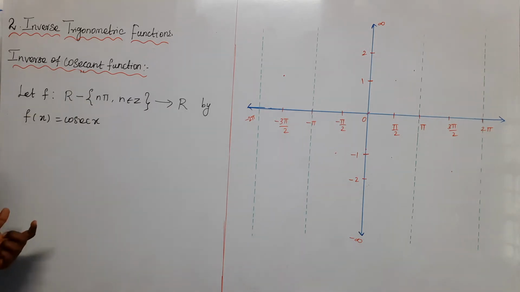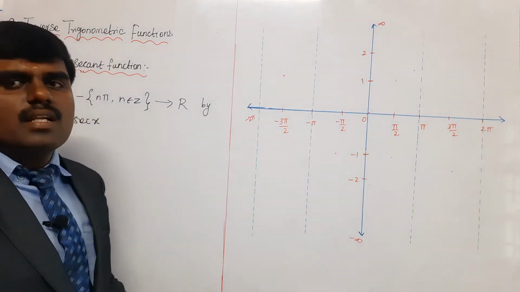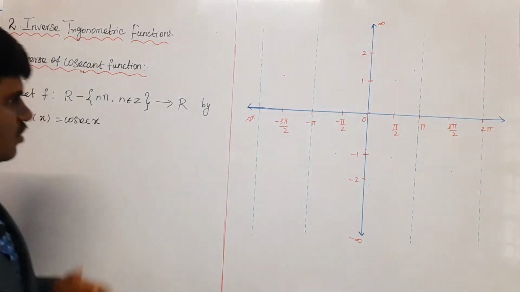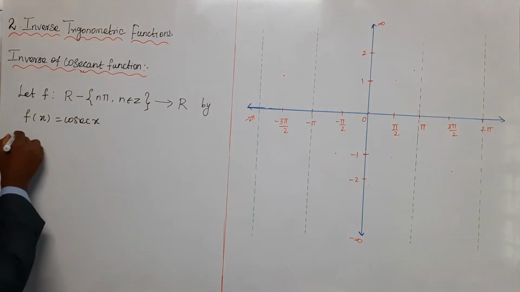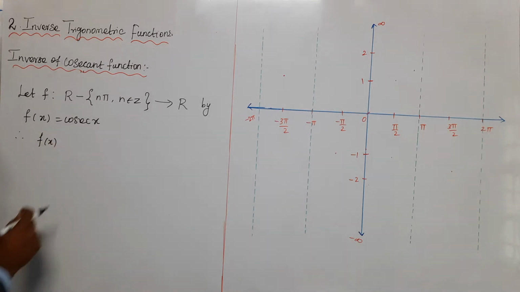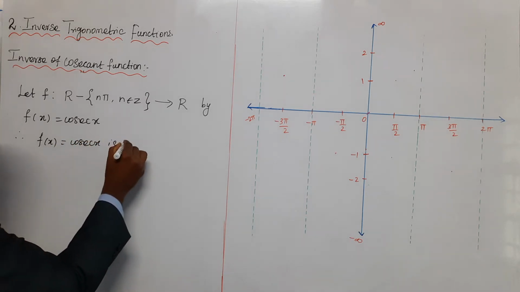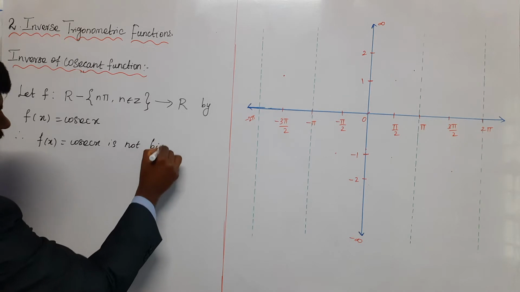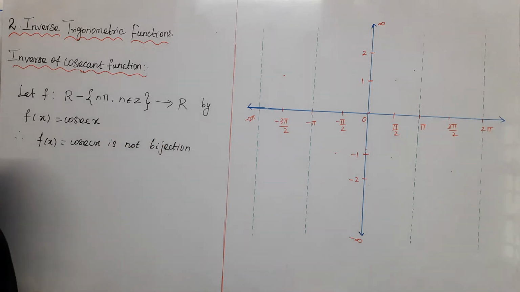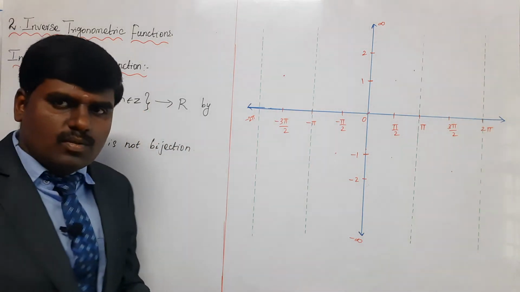The cosecant function is not one-one, it is a many-one function, and it is not an onto function either. So f of x equals cosecant x is not a bijection. To convert it to a bijection, I restrict the codomain and the domain also.